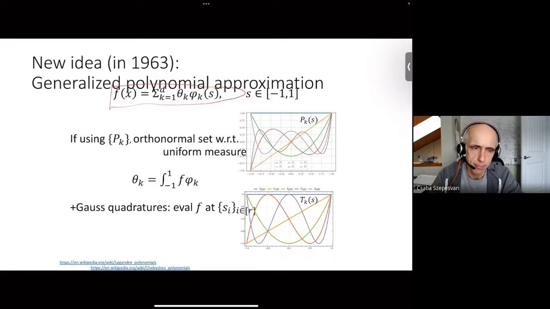And so that means that if phi is a polynomial and f is a polynomial, then you get the exact result. Of course, in our case, it's a lie because f is not going to be a polynomial, but maybe it can be well represented by a polynomial of low degree. So that's what we are betting on.